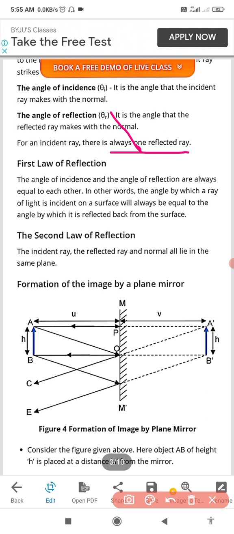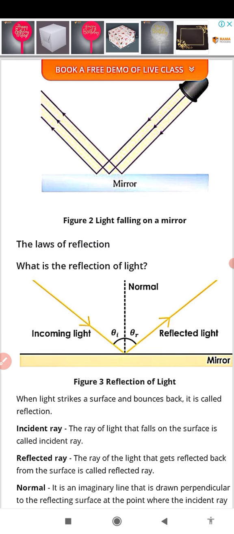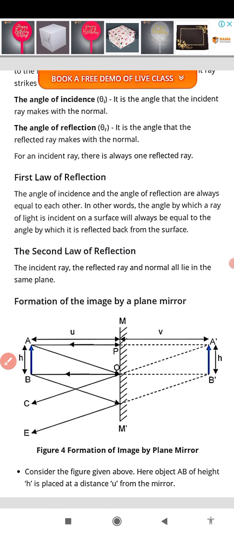So you can understand this. This is the ray of reflection. This is the angle of reflection. This will be the normal. Normal means the line which is perpendicular to the surface of the mirror. If the incidence ray is forming an angle, then this will be called the angle of incidence. And this ray forming this angle will be the angle of reflection. So angle i is equal to angle r.